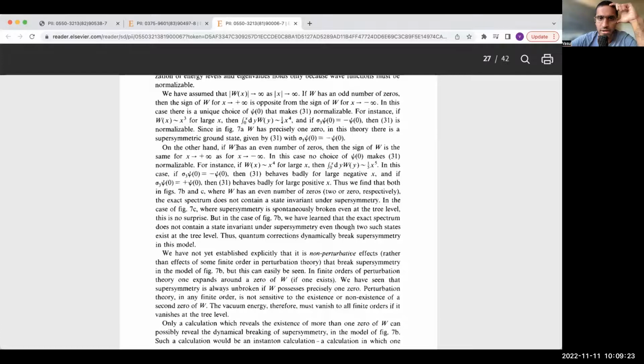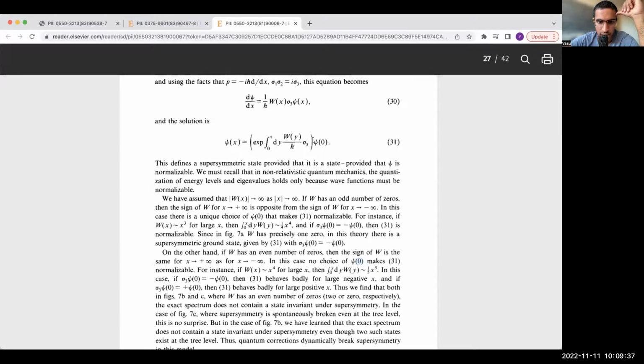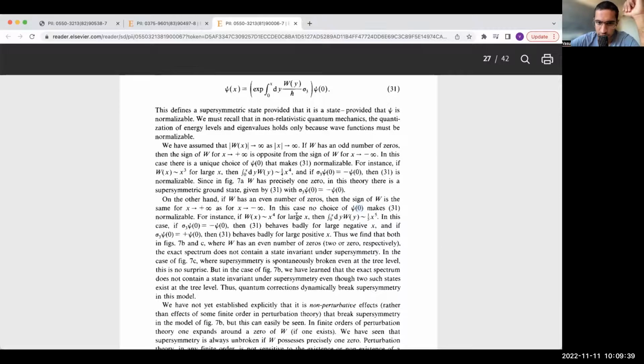Now, situations that are interesting arise when w has an even number of zeros. Then the sign of w is the same for when x goes to plus or minus infinity. In that case, there's just no choice of psi of 0 that makes 31 normalizable, right? So if w is like x to the 4, then for large x, this integral, in other words, u, goes like x to the power 5. In this case, if sigma 3 psi 0 equals minus psi 0, then 31 behaves very badly for large negative x. And if sigma 3 psi 0 equals plus psi 0, then 31 behaves badly for large positive x.